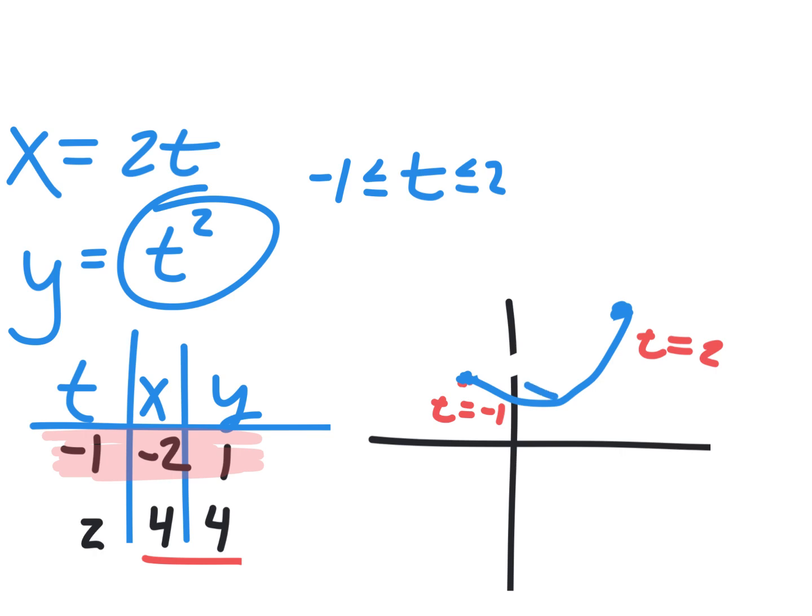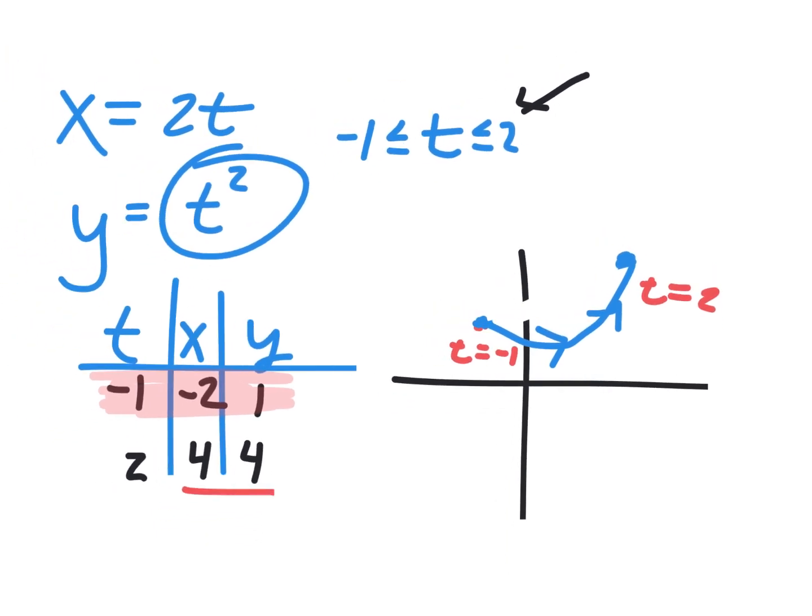Now, don't forget it has arrows along the way, but not on the tip. Why doesn't it have an arrow on the tip? Because it doesn't keep going. It stops at time 2. The end does not go past 2. All right. Okay, you guys get the idea there?